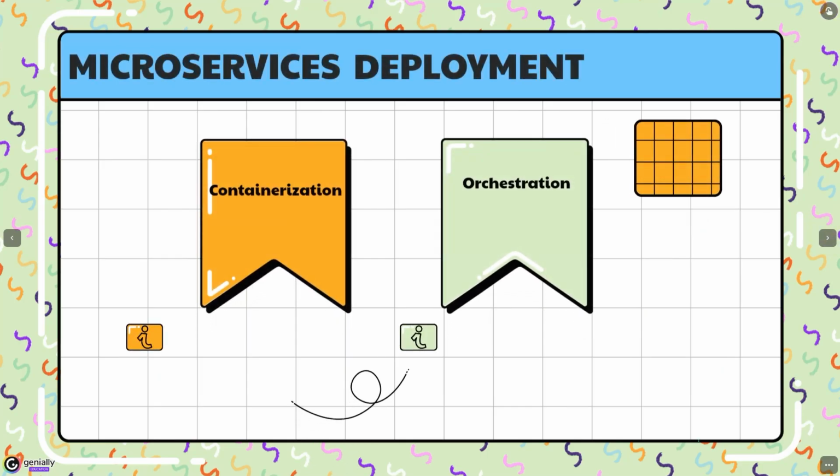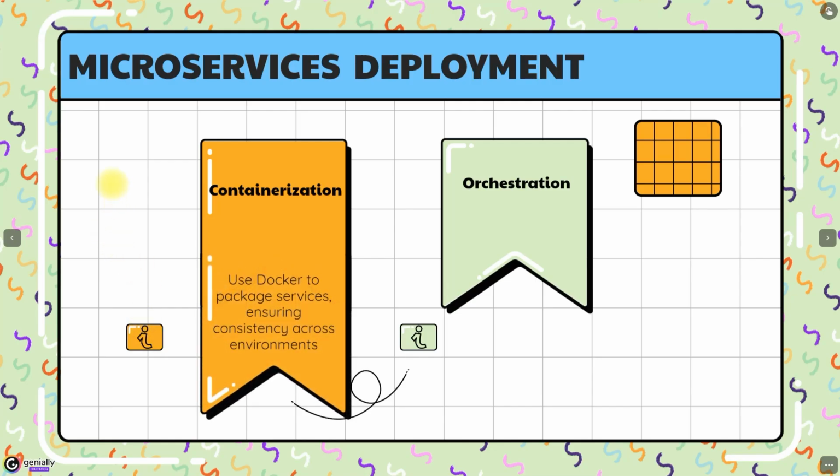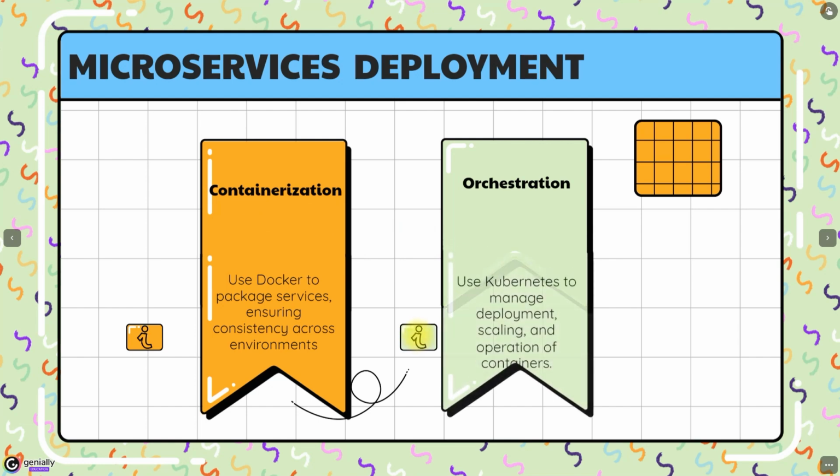And how does microservices deployment work? One is containerization. In containerization, we use Docker to package services, ensuring consistency across environments. And the other one is orchestration. We use Kubernetes to manage deployment, scaling, and operation of containers.